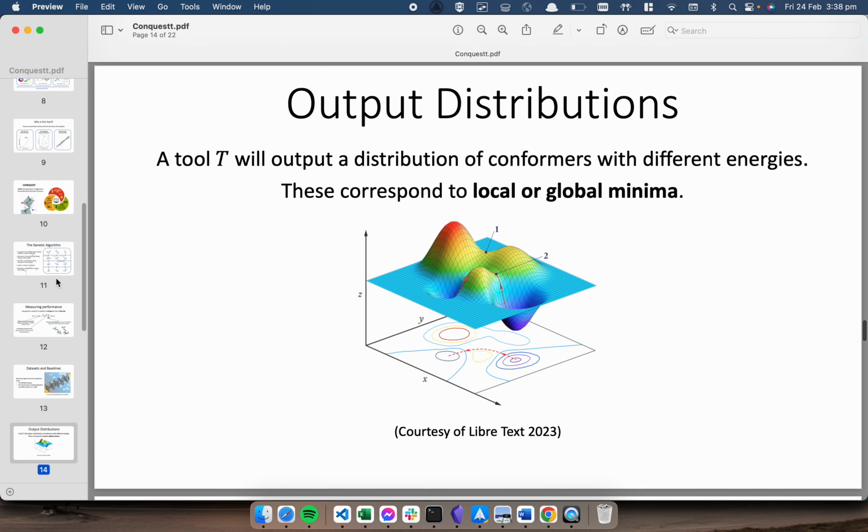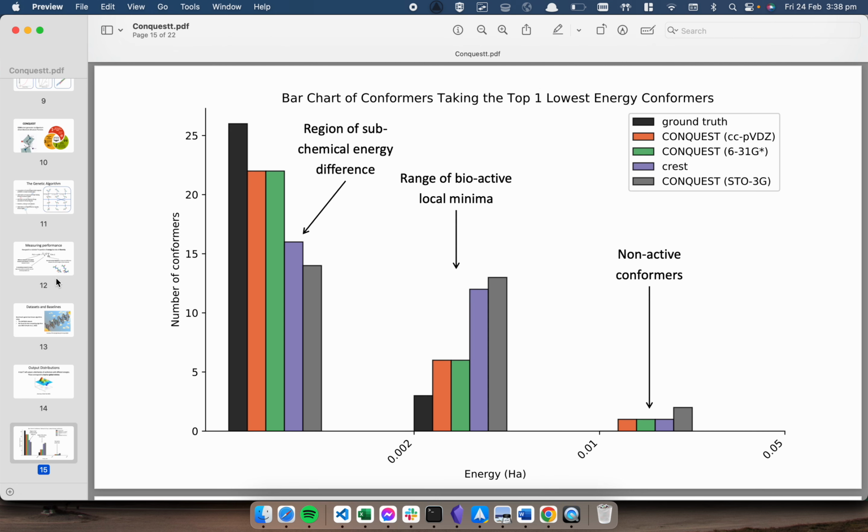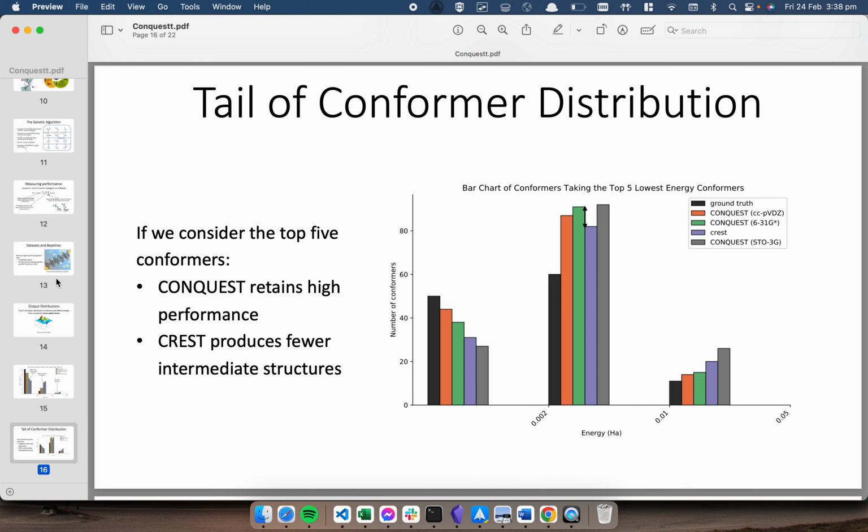In the end, we got these results where we had a greater number of conformers in the low energy zone than our main competitor, which is Crest. As you increase the accuracy of the so-called basis set, which made up the quantum energy calculations, you got better results from the algorithm.